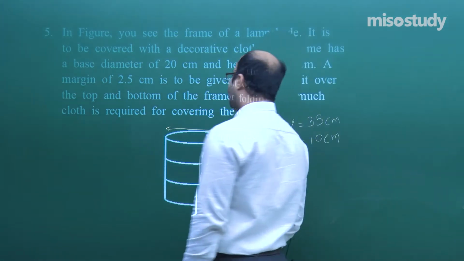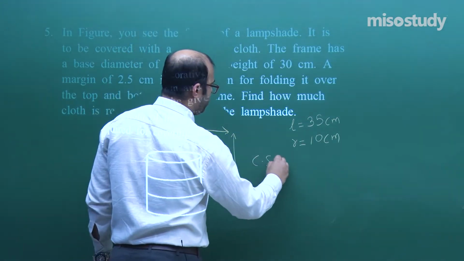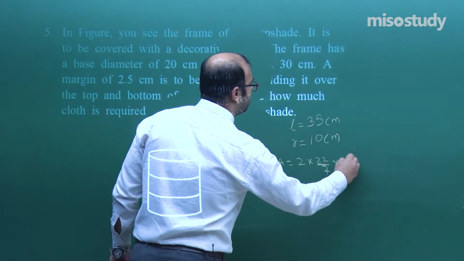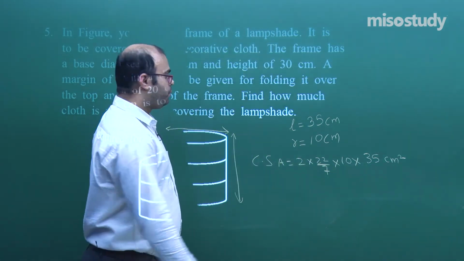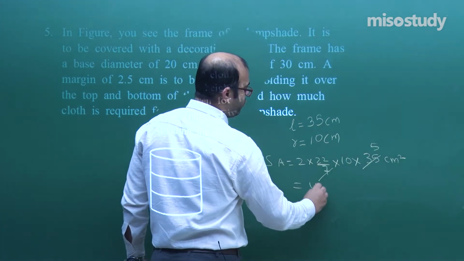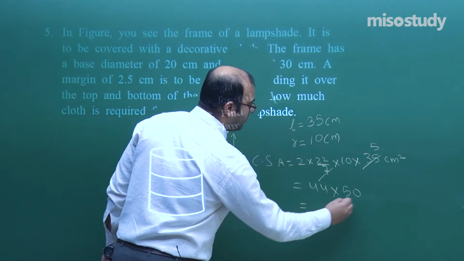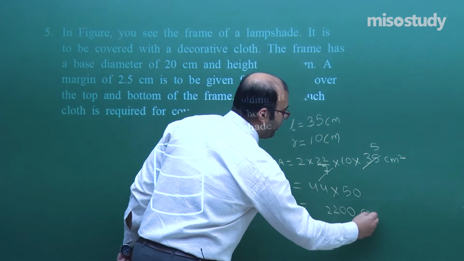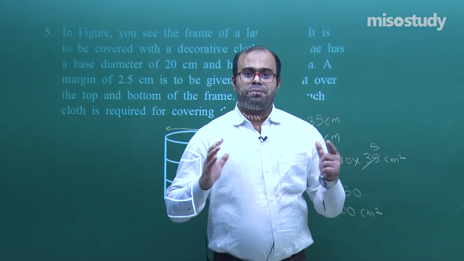So can you tell what is the curved surface area? That is the area of the cloth which we need. So curved surface area is equal to 2 pi, that is 22 by 7, into r, that is 10, into h, that is 35 centimeter square, students. So 7 5 is 35, 22 into 2 is 44, 35 into 5 into 10 is 50. This can further be reduced, we get 2200 centimeter square. That much of cloth we need to wrap this lampshade.